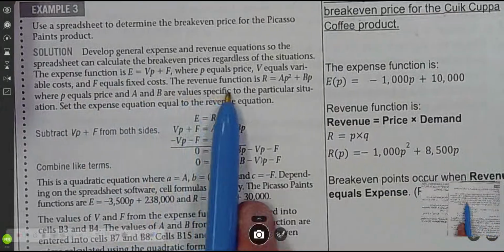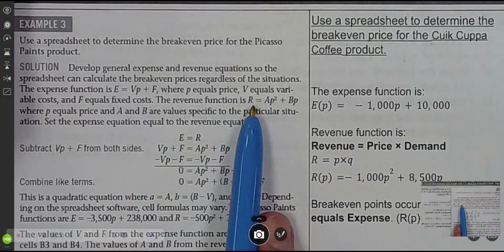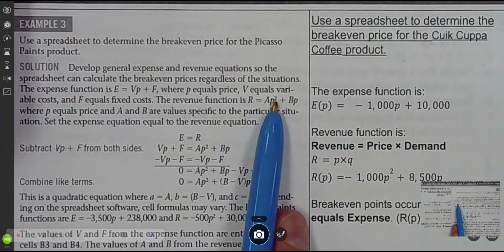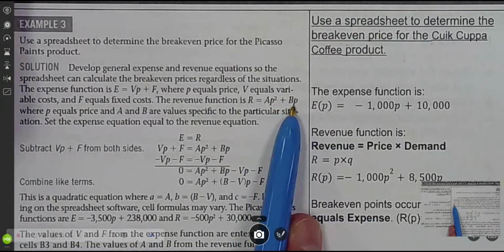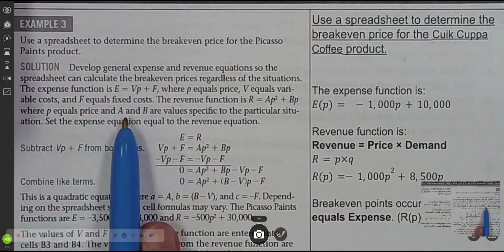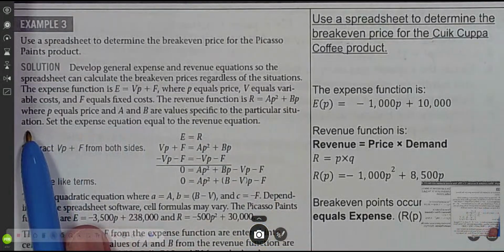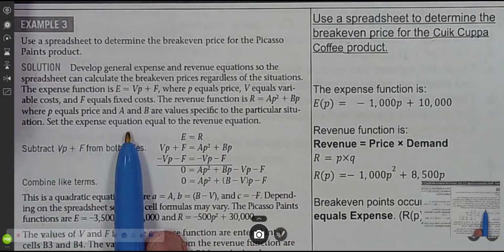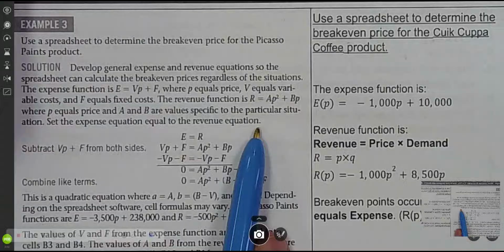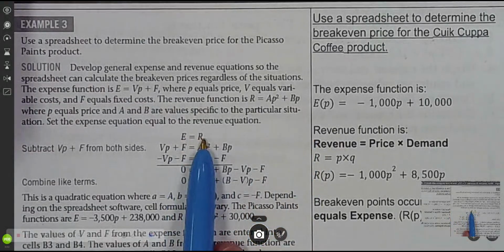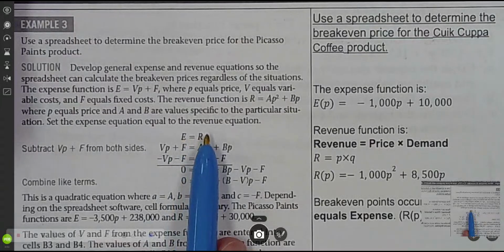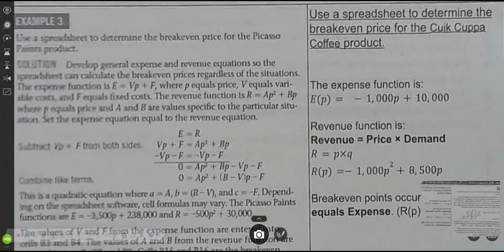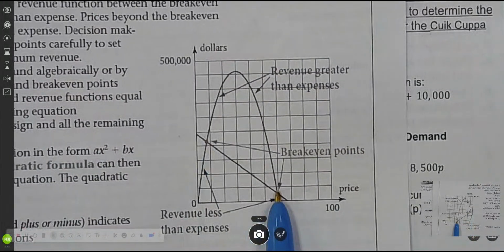All right. The revenue function, R, revenue, is equal to A times P squared plus B times P, where P equals price again, and A and B are values specific to the particular situation of demand, essentially. Set the expense equation equal to the revenue equation. So to find the break-even points, E has to equal R. The expense function has to equal the revenue function. That will tell us where these two things are equal, and where they're equal are going to be the places where the break-even points happen.